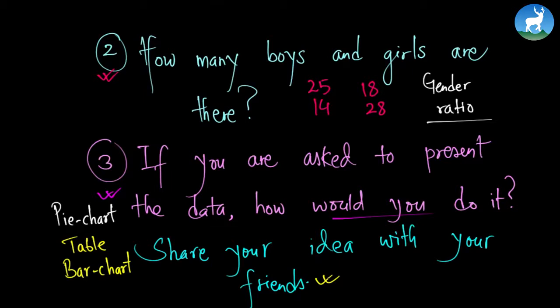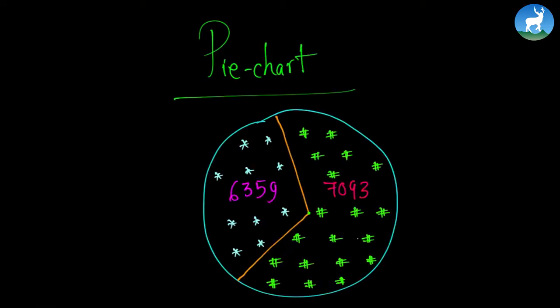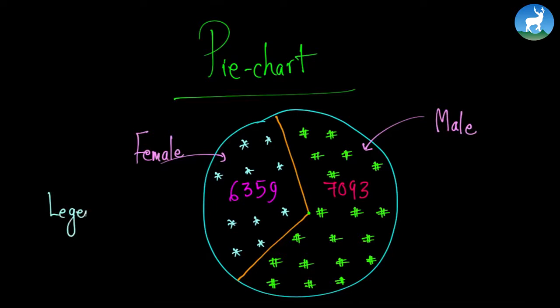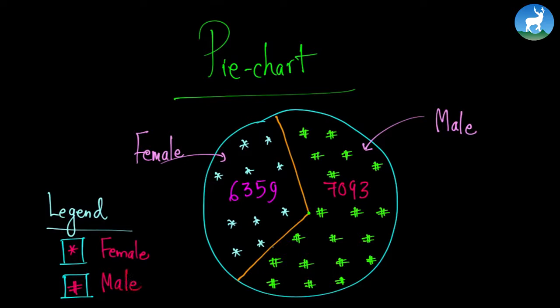Let's start with the pie chart. So I'm going to start with a pie chart. Alright, this is one way of representing the data. This is the male population, while this is the female population of a district. We're going to write something called a legend or index. And in this section, we will draw the same symbols that we have used. So this represents female, while this symbol represents male.